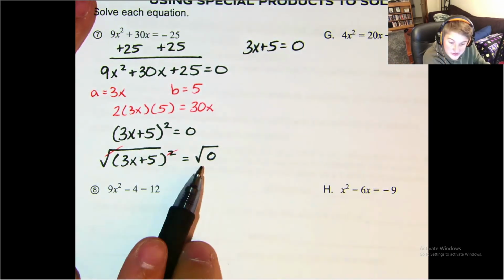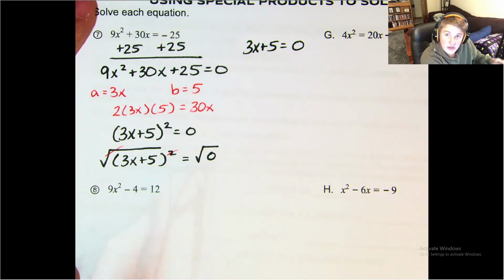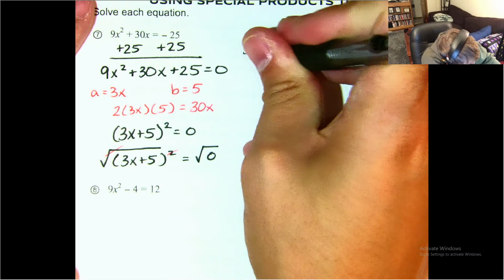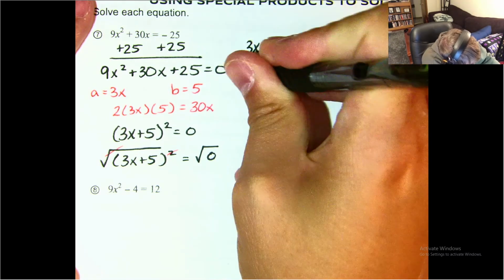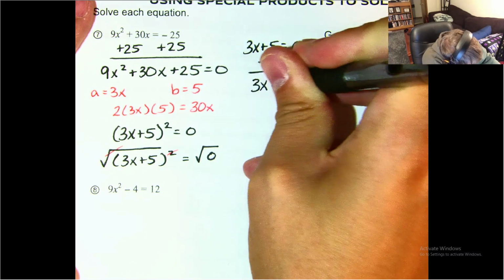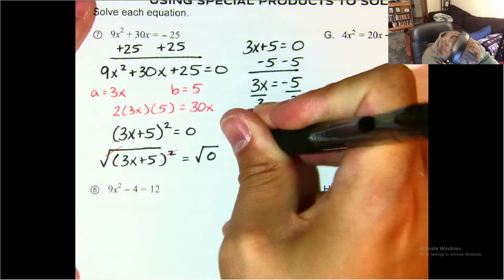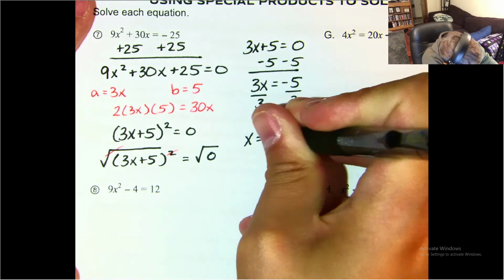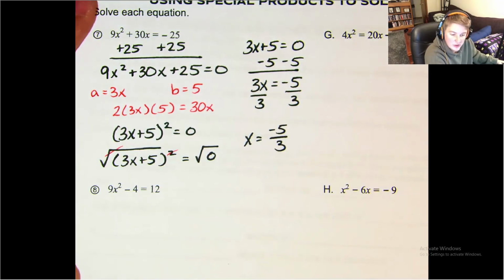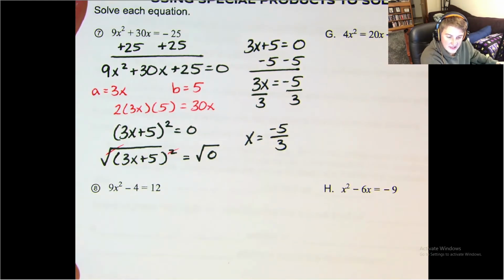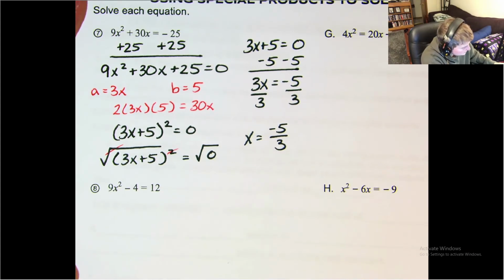because the square root of 0 is 0, because that's the number multiplied by itself that gives you 0, and then I can solve. Negative 5, and then divide by 3 to get x is equal to negative 5/3. And again, I want your answer represented as a fraction, not a decimal. Okay, let's move on to the next one.